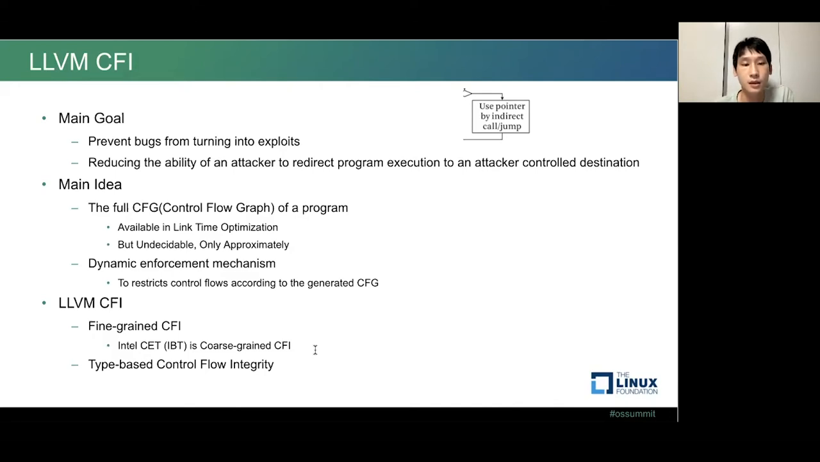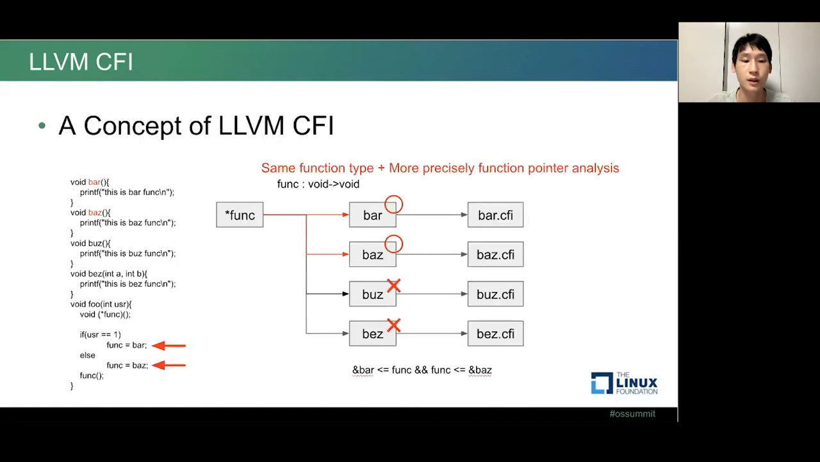Intel CET IBT is also a coarse-grained CFI, but its precision is low. So fine-grained CFI is better, and the precision is better. LLVM CFI uses type-based control flow integrity. This is the concept of LLVM CFI.